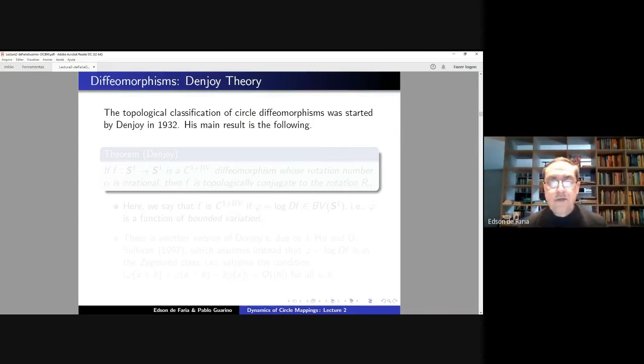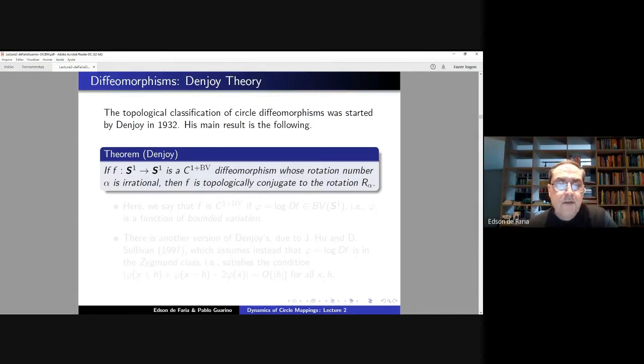Okay. So we are interested in diffeomorphisms in this lecture, and the diffeomorphisms will be, unless explicitly stated otherwise, diffeos without any periodic orbits. So the main result proved by Denjoy in 1932 is this theorem. It states that if you have a diffeomorphism of the circle which has a little bit more smoothness than being just C1, if it's C1 plus bounded variation, and it has irrational rotation number alpha, then this diffeo is actually topologically conjugate to the rotation R alpha.